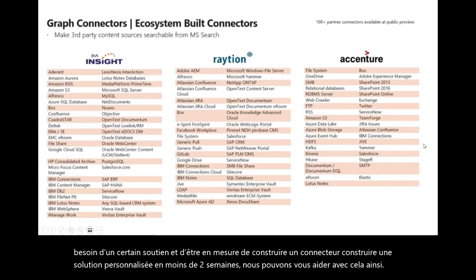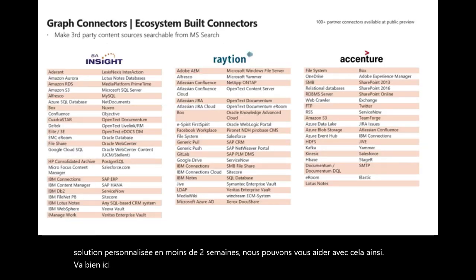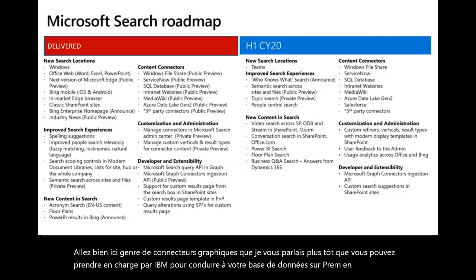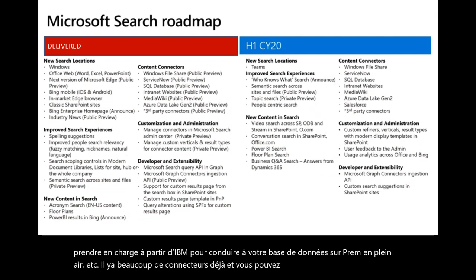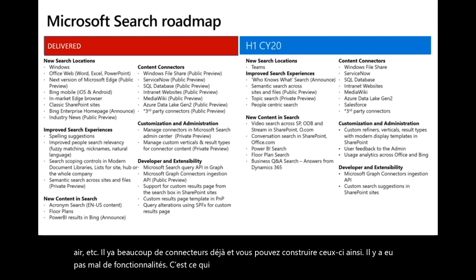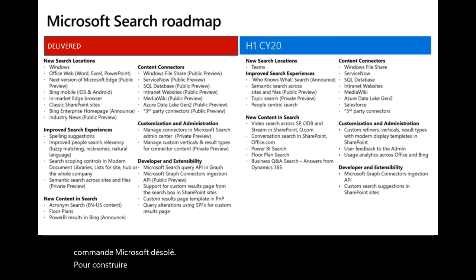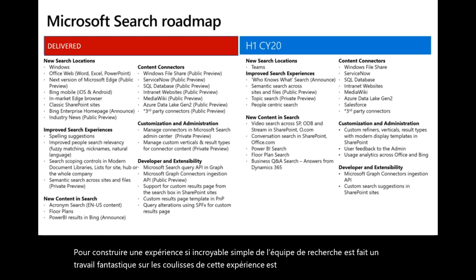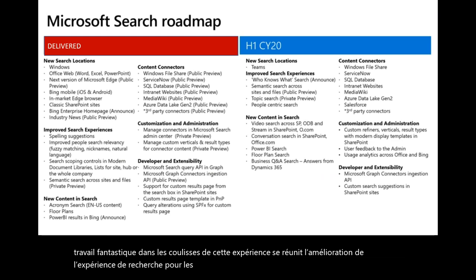All right, here are the graph connectors that I was talking to you about earlier that you can support, from IBM to Jive to your on-prem database to Alfresco, etc. There's lots of connectors already, and you can build those as well. There's been quite a bit of functionality that's been delivered that, again, I have to commend Microsoft for, building such an amazing, simple experience. The search team has done a fantastic job behind the scenes. This experience is coming together, improving search experience for users, as well as making it easy for customers to connect their data as well.